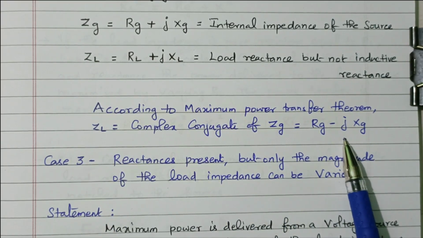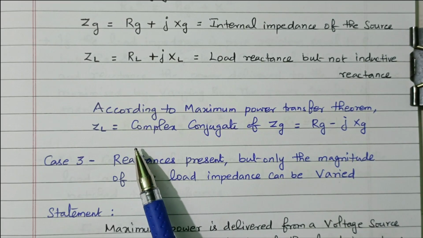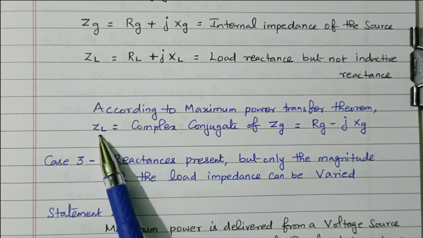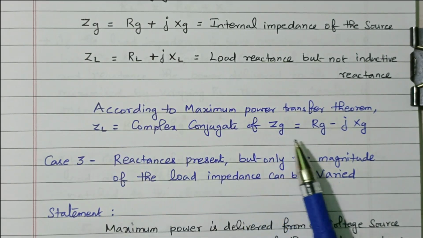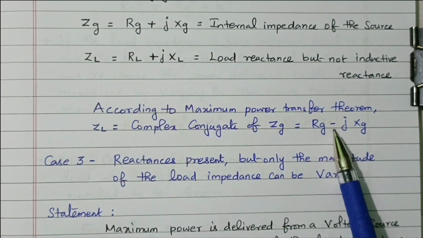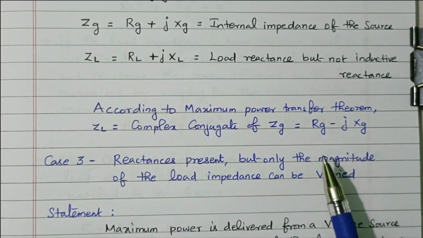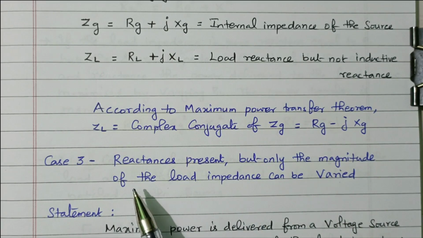In the previous case, what did we have? RG equal to RL, right? The load resistance equal to the internal resistance of the system. Here the load impedance equals the internal impedance, but complex conjugated, RG minus jXG, right? Okay. Then we'll go to the third case.